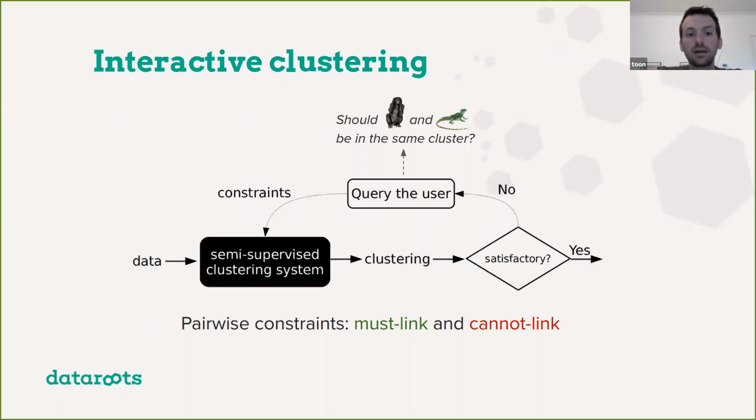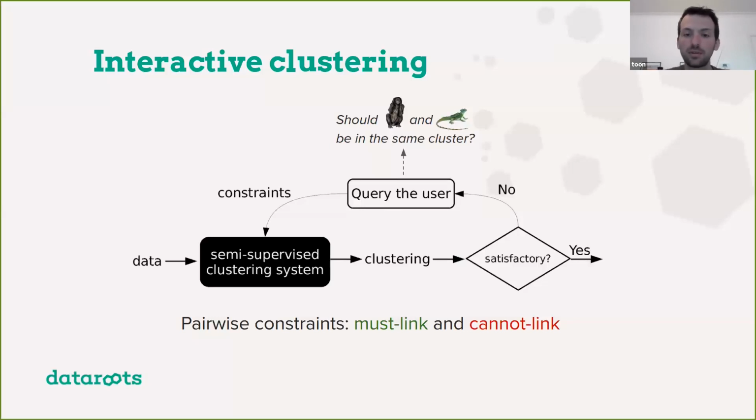So this is an alternative workflow, let's say. Here we give our data to a semi-supervised clustering system, which is as black box as possible. Preferably we don't have to know how this clustering system works. This system gives us a clustering that we can inspect, and we can again decide, do we find it satisfactory or not?